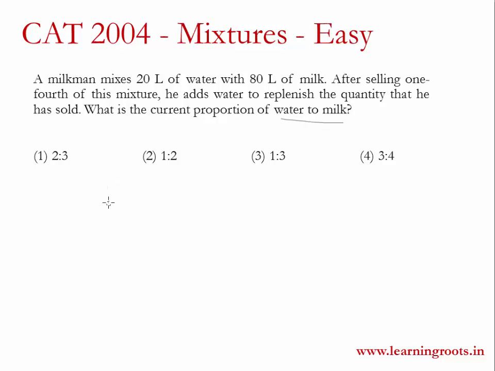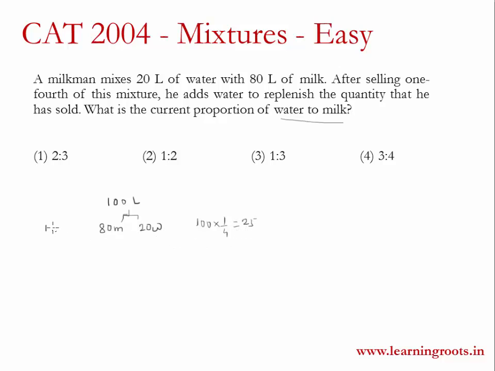Now let's see what is happening here. First of all, there is a 100-liter solution, and out of this 100 liters, 80 is milk and 20 is water. Now when he sells 1/4 of this mixture, meaning 100 into 1 by 4, which is equal to 25. So he'll be selling 25.